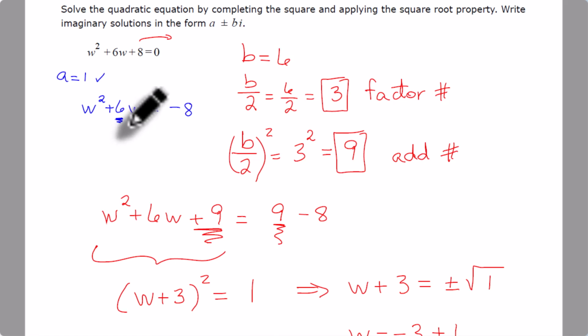So here's where we were. I now add 9 to both sides. 9 minus 8 is 1. This part is guaranteed to factor as variable. My factoring number, which is a plus 3 squared, equals 1.